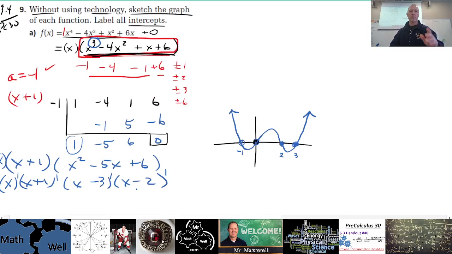Okay, so do we hit everything without technology? Sketch, label all intercepts. Does that help? Awesome. Anybody else have any questions about that? Yeah, that's good. Make sure you get all the factors listed and double check everything. Awesome.